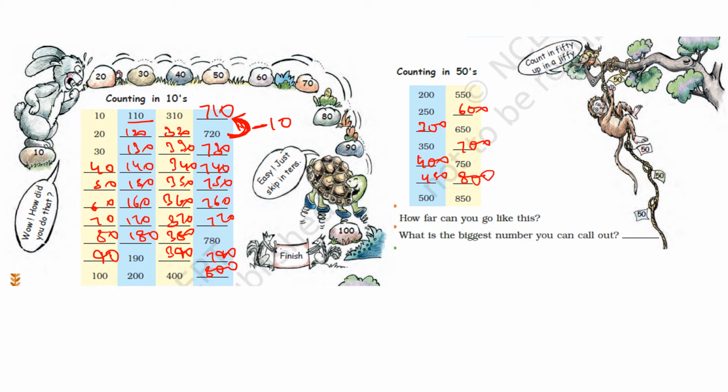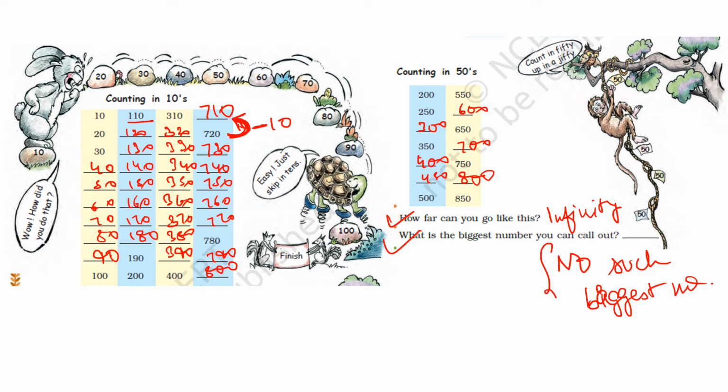Okay, how far can you go like this? We can go till infinity, no limit. Counting never ends. Okay, what is the biggest number you can call out? No such biggest number. Obviously we have defined that there is no limit, so obviously there will not be any number which will be the biggest.